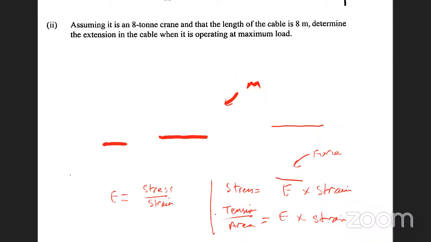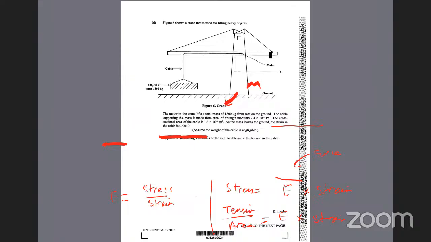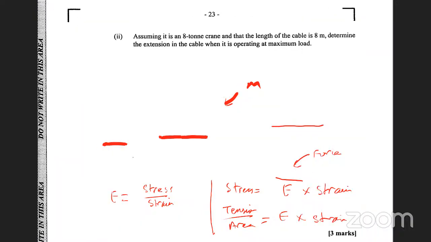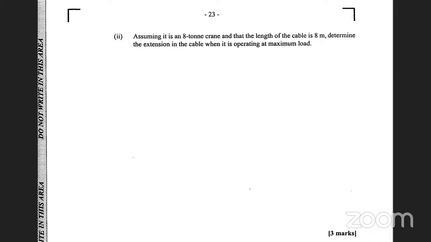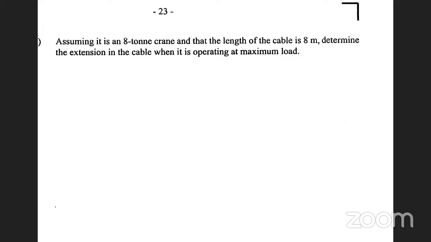Strain is extension over length. Do we have the original length? No, we don't have the original length. So how will we do that last part? Yeah, and the length of the cable, 8 meters, yeah. L is 8. All right, this wasn't the hard question. It was the one later on.